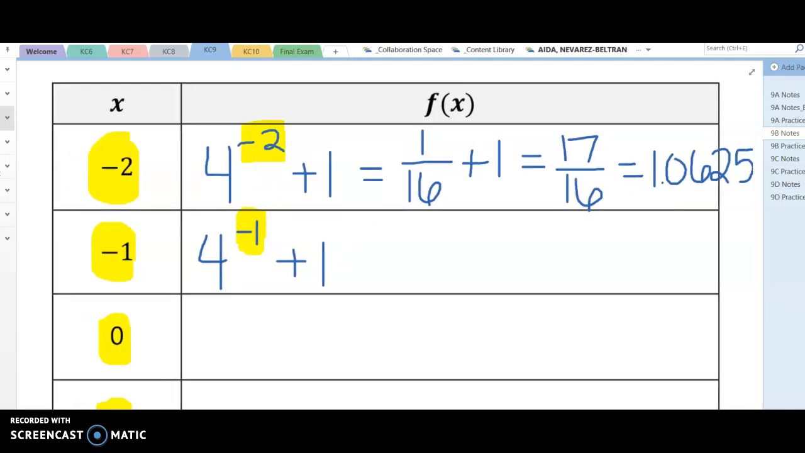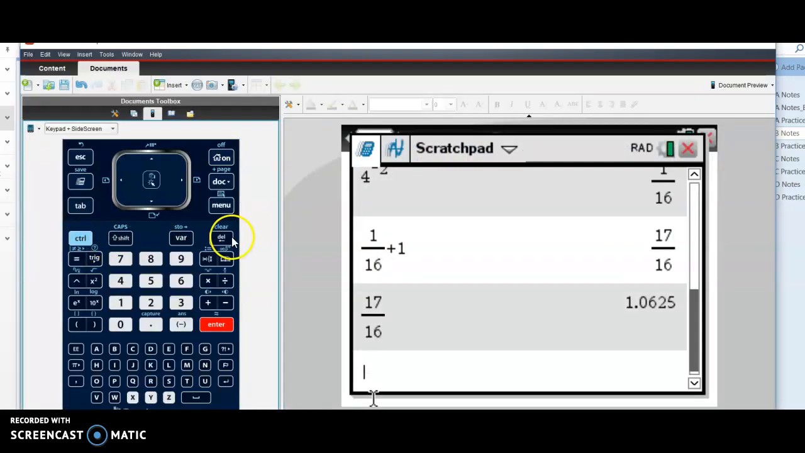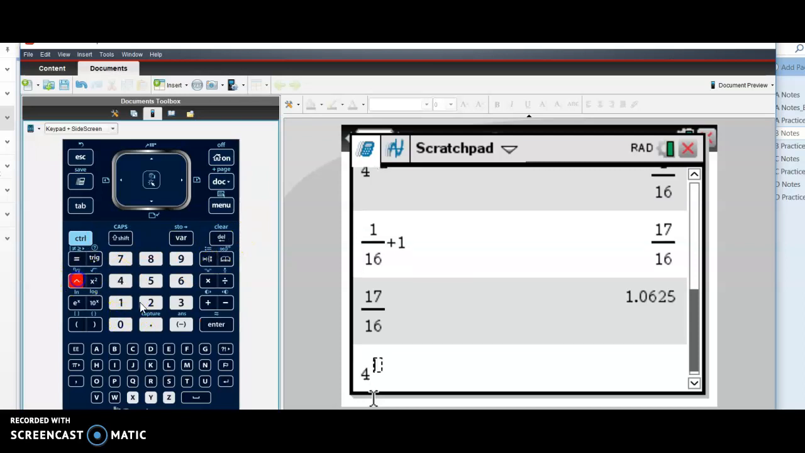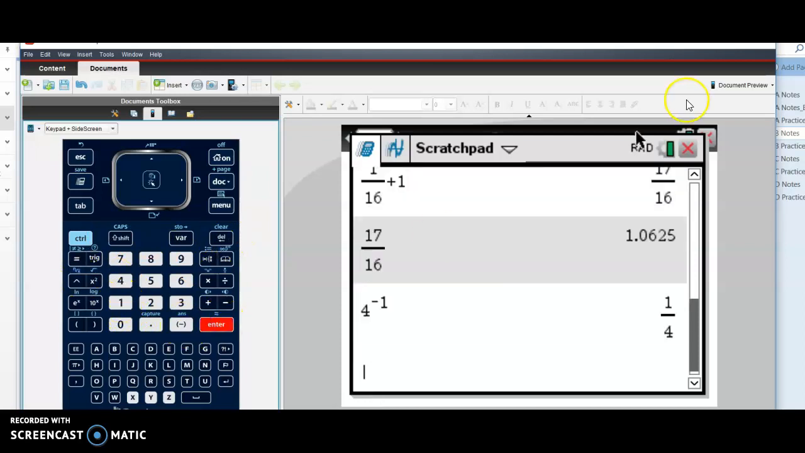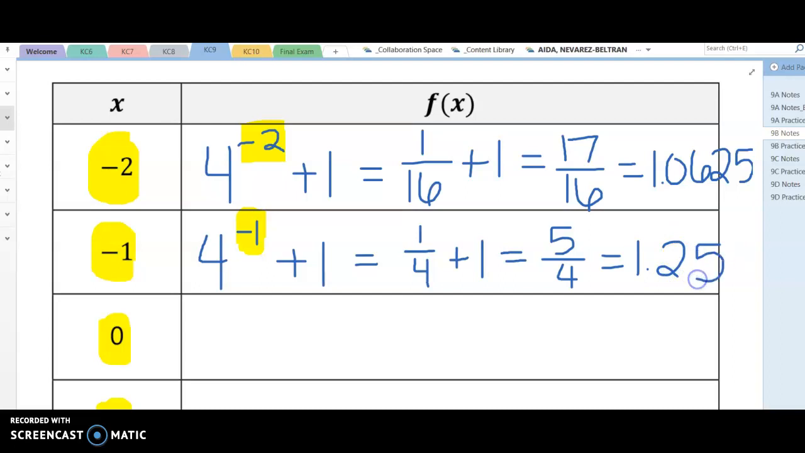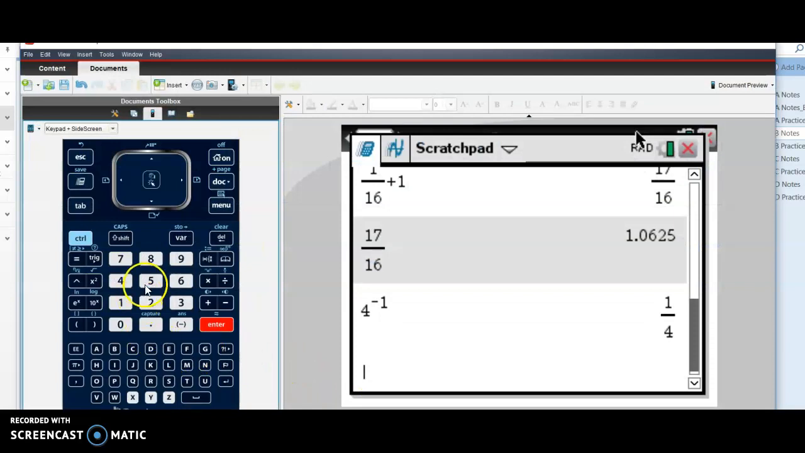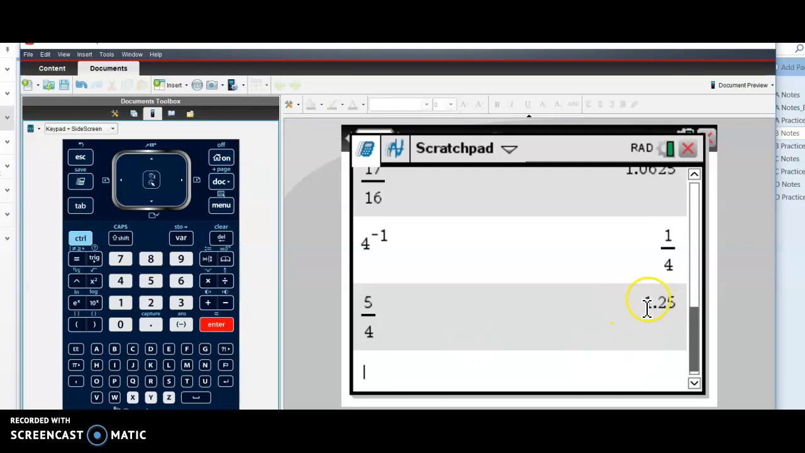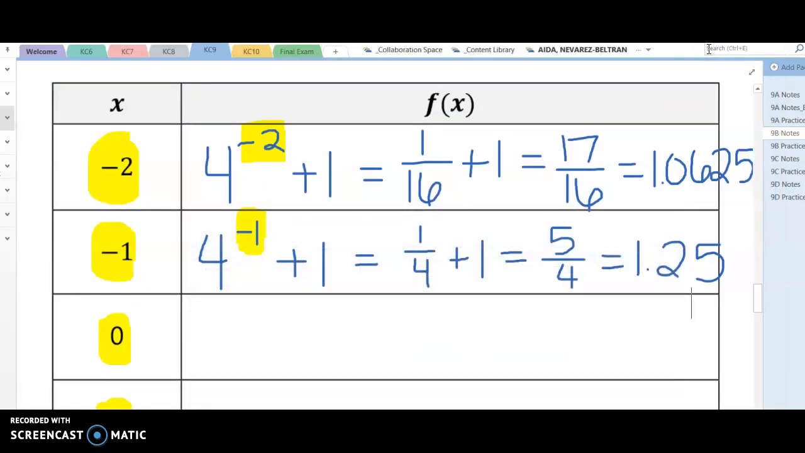So keep typing into your calculator. Boom. So 4 to the -1, that's 1/4. So we're doing 1/4 plus 1, which will get us 5/4, which is 1.25. So you can always plug all of this into your calculator if you want to know. For the decimal, we would do 5 divided by 4 and then click the control before you hit enter so that you can get the decimal.